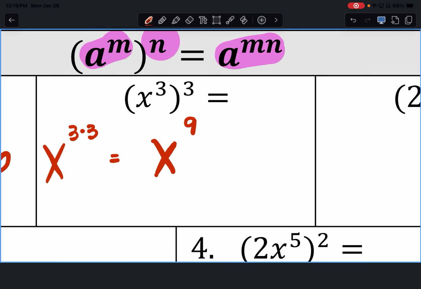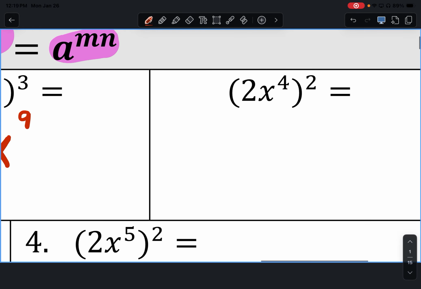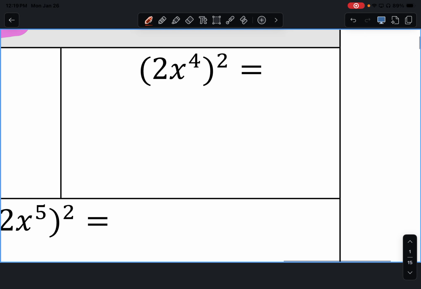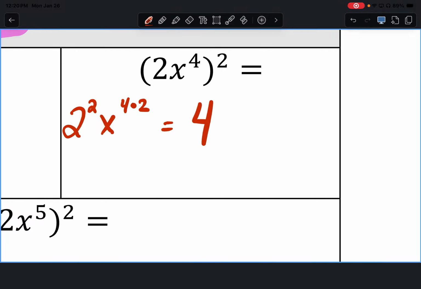All right. Now for the last one here, we have 2x to the 4th squared. Is the 2 being squared too? Okay. So we have 2 squared, and then we have x to the 4th squared. Okay. What is 2 squared? And if I multiply those exponents together, I'm going to get x to the, all right.